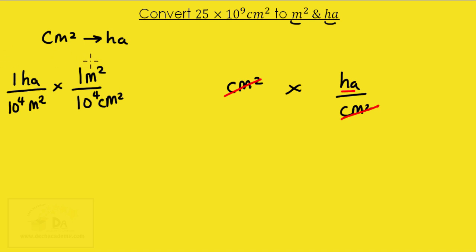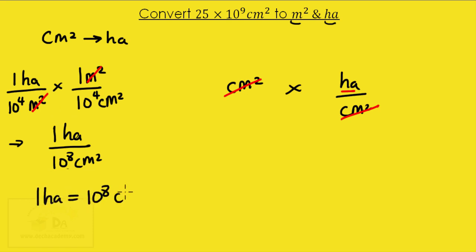So meter squared cancels meter squared here, and this gives 1 hectare times 1, which is 1 hectare, divided by 10 to the 4 times 10 to the 4 centimeters squared, which is 10 to the 8 centimeters squared. So you have 1 hectare for every 10 to the 8 centimeters squared. If this seems confusing to you, then all you need to do is remember that a hectare is equal to 10 to the 8 centimeters squared, and from that you can always write down this conversion fraction.